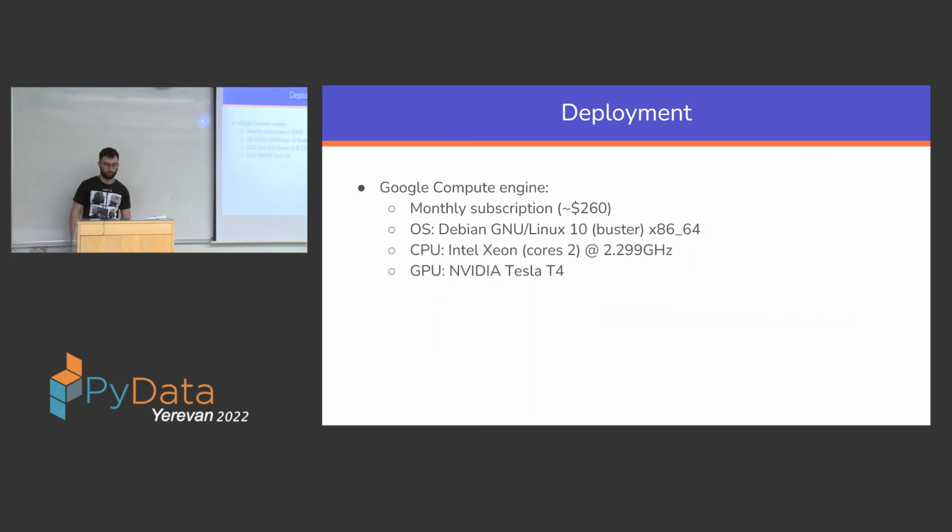A couple of words about the deployment. So we used Google Compute Engine to deploy this model into production. We took a virtual machine with specific specifications, and we used the NVIDIA Tesla T4 GPU for the inference in production. And it was around $260 monthly cost if it's constantly running in the cloud.